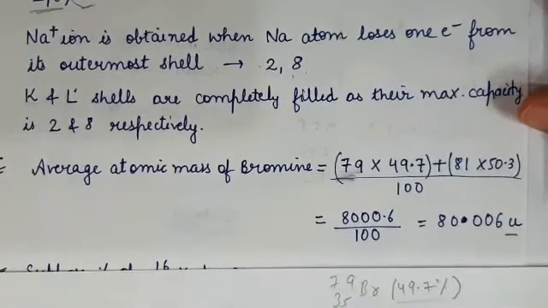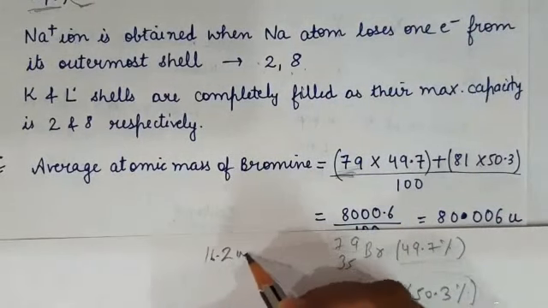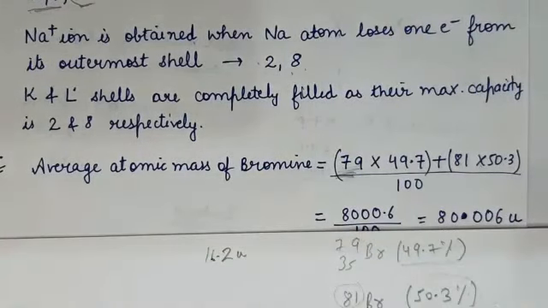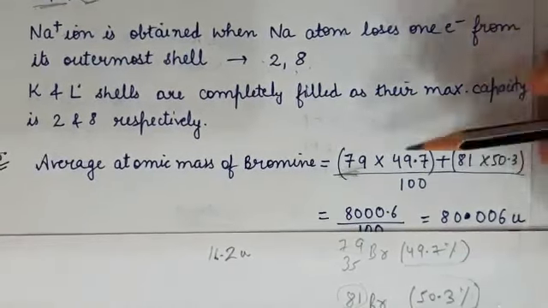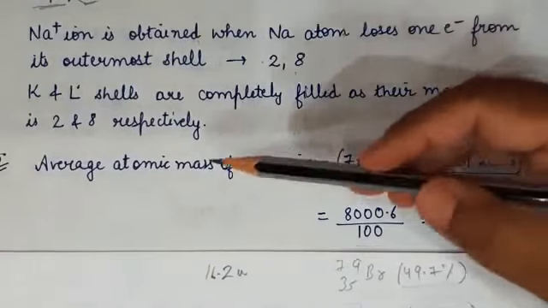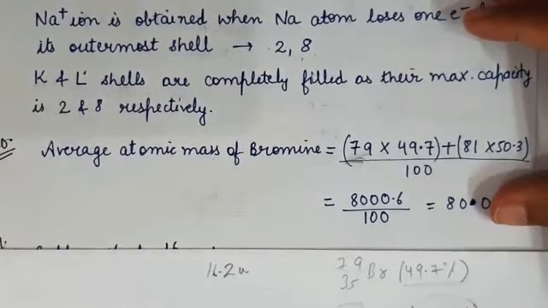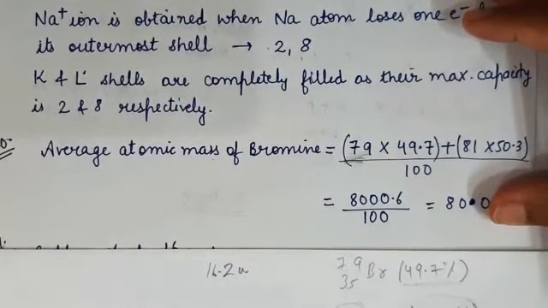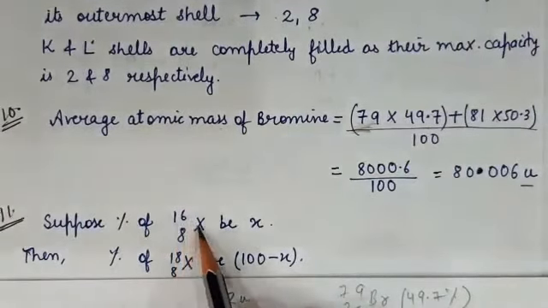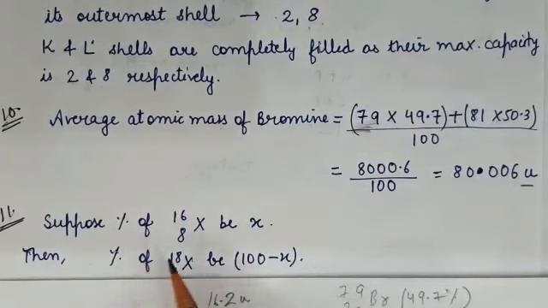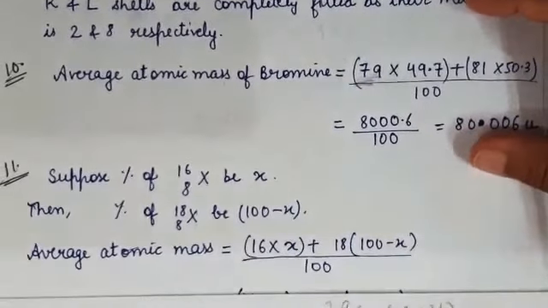Question number 11. The average atomic mass is given, that is 16.2 U. What are the percentages? Okay, you have to calculate the percentage now. In the earlier case, you were calculating the average atomic mass because percentage was given. But in this question, the percentage is not given, you have to calculate. So, suppose the percentage of the first isotope be X and the percentage of the second isotope be 100 minus X. So, apply the same formula.